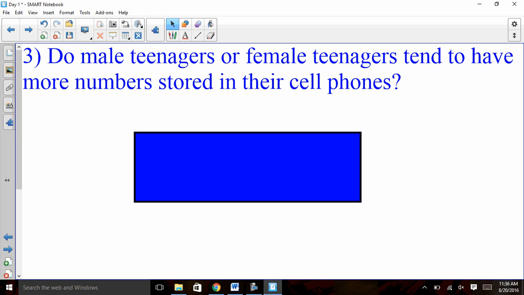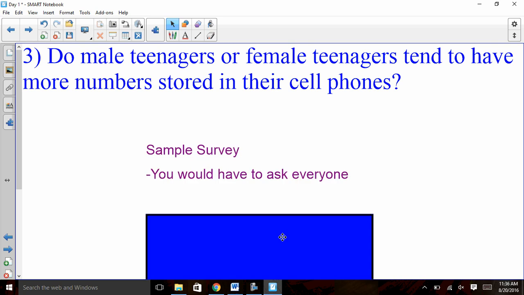Next one. Who has more numbers stored in their cell phones? Females or male students? This one might be a little bit different than what you think. I'm going to say sample survey because you're going to have to ask everyone.